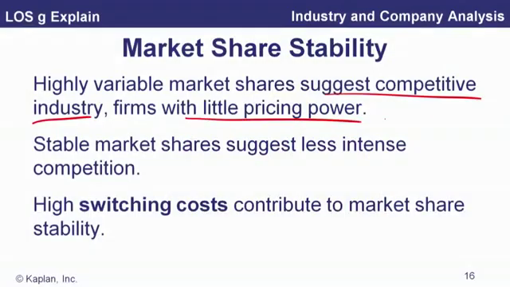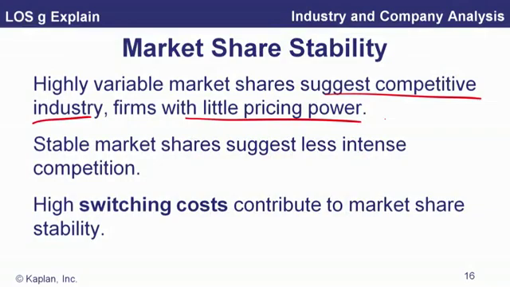So if you have lots of variability in market share, somebody has 20% this year, but then they only have 2% next year, and it keeps changing who the leading 4 firms are, 3 of the 4 are always knocked out from year to year. Well, that means that's an industry with very little pricing power. That's a very competitive industry.